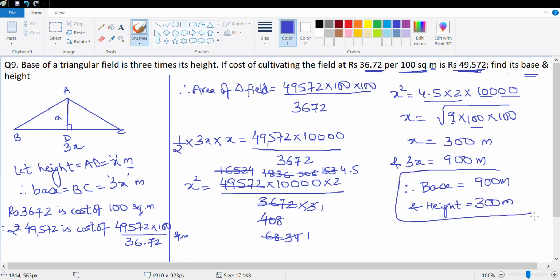Interesting question. First used the formula of ratio, next used unitary method, and then used area of a triangle. Perfect. Let's look at the next question.